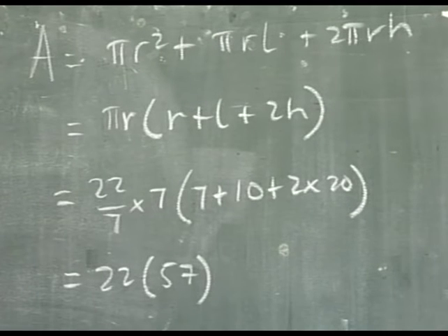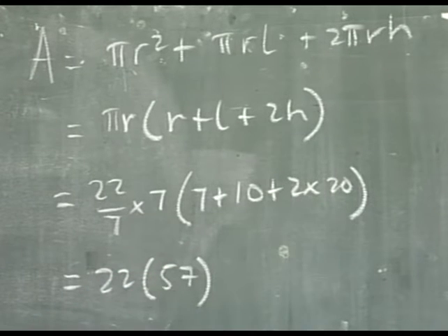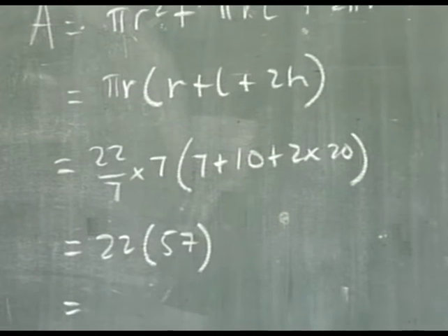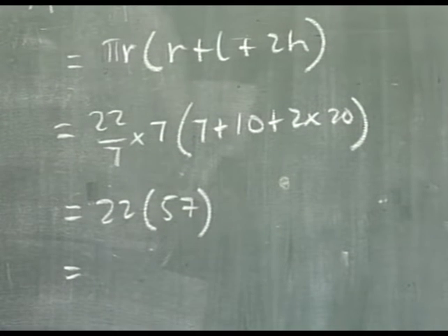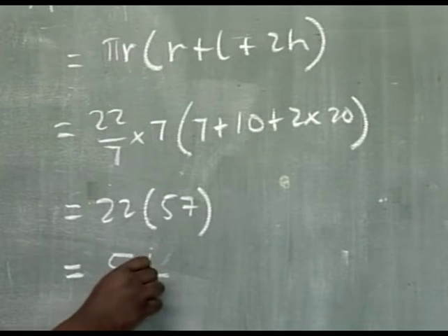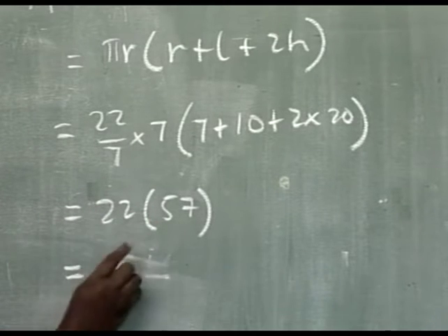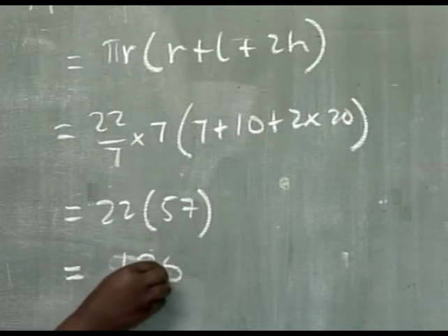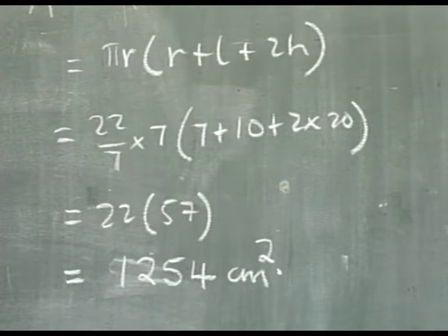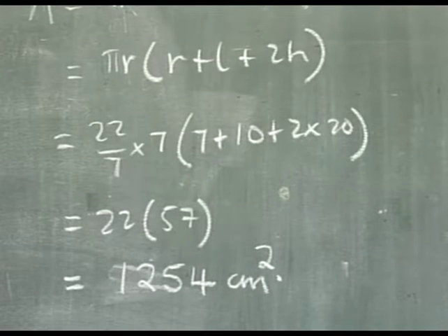17 plus 40 is 57. Okay, 57 times 22 is 1254, and that's centimeters squared. All right, you do question A, exercise 3.1A.